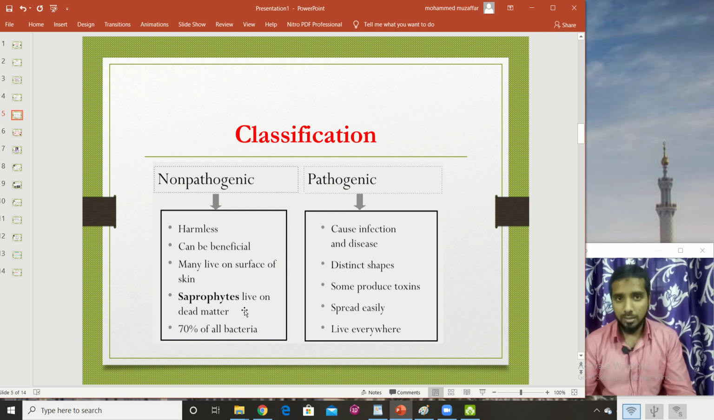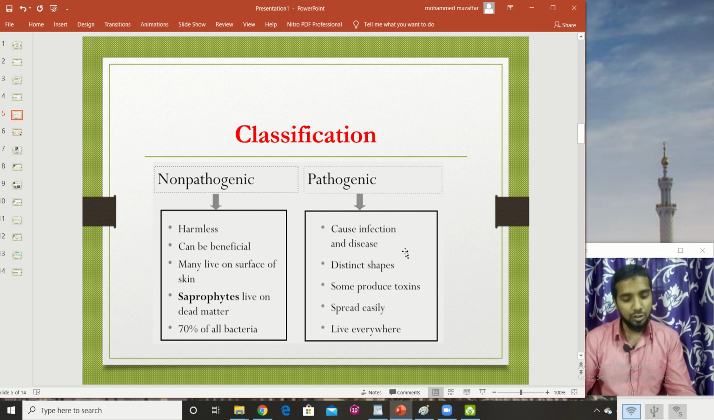If those organisms aren't there, it is impossible for dead matter to be decayed. And 70% of the bacteria present in the world are non-pathogenic, whereas only 30% are pathogenic and cause various diseases. Pathogenic, as I have said, cause disease and cause infection.